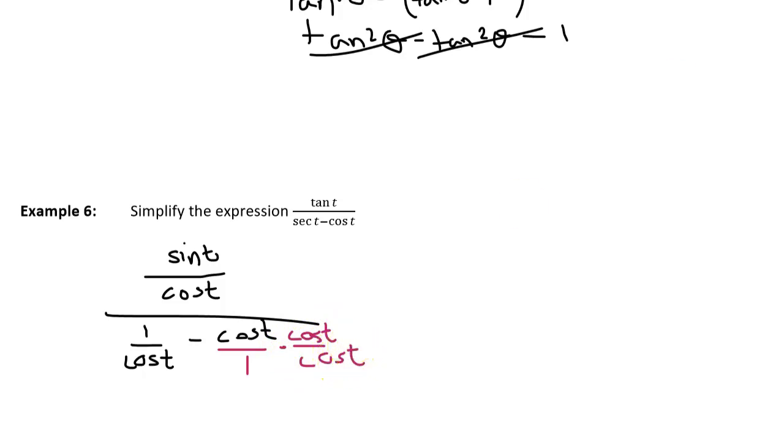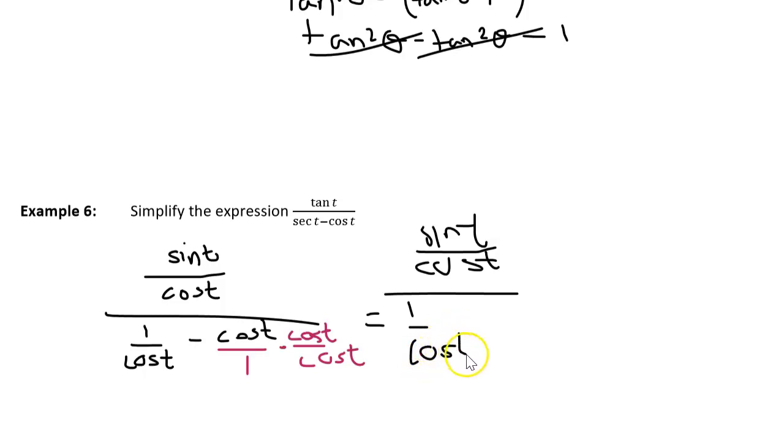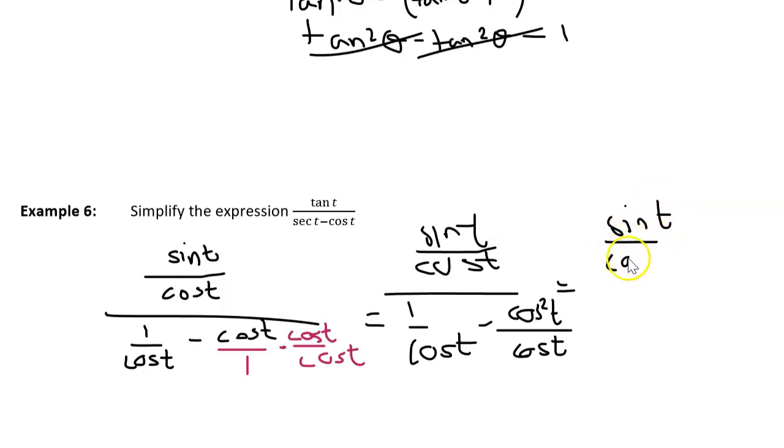That's going to turn this expression into sine over cosine, over 1 over cosine minus cosine squared over cosine. Combine those two fractions there in the denominator into a single expression: 1 minus cosine squared t over cosine.